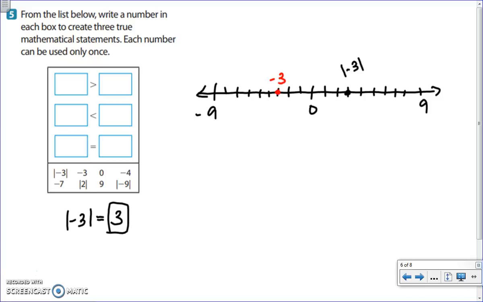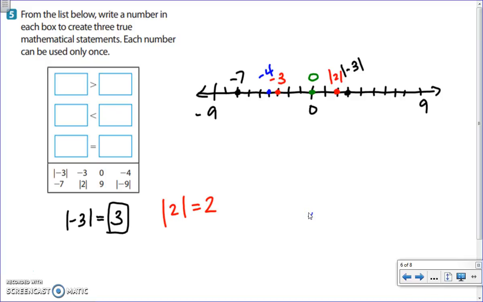Label that one -3. I have the number 0. I have the number -4, so 4 units from 0 in the negative direction. There's -4. I then have -7, 7 units from 0 in the negative direction, -7. I have the absolute value of 2, and I know that the absolute value of 2 is the distance of 2 from 0, so it would be a magnitude of 2. So I'm going to write the absolute value of 2 above that.